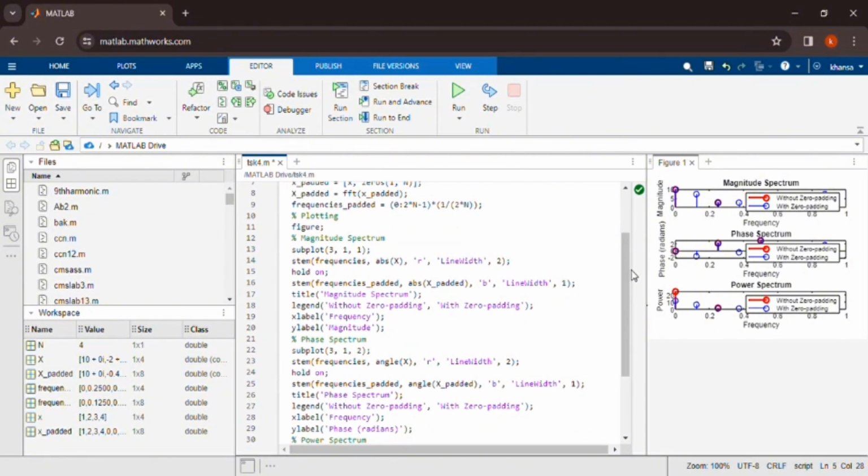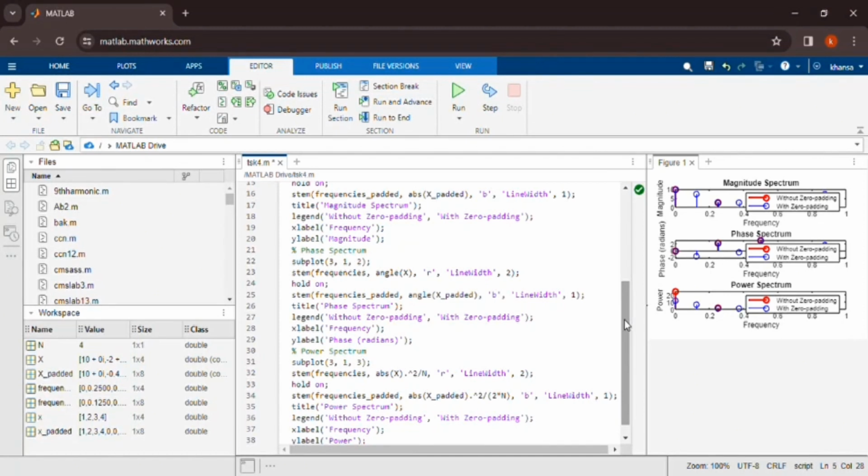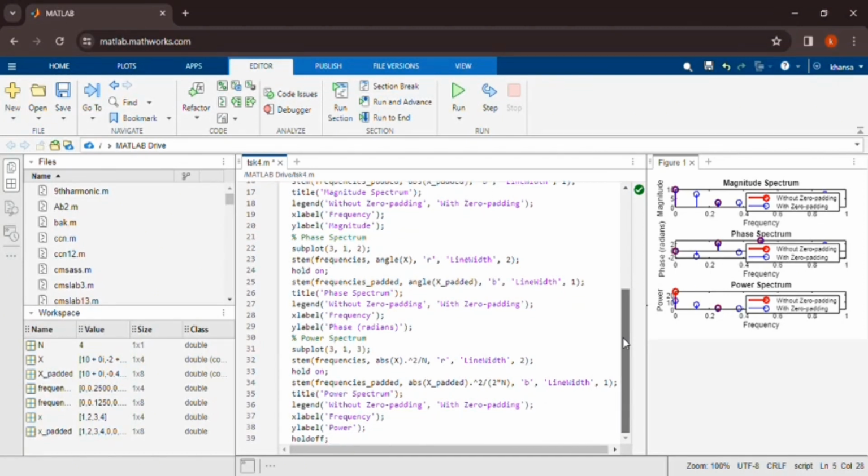As I have already told, for the magnitude spectrum we always have to use the abs command. Then we have to give the title, and what we have to show on the x-axis and what we have to show on the y-axis. On the x-axis we have frequency, on the y-axis we have magnitude, like that. Then again we have to use the phase spectrum, and for that I have used the angle command, and again I have given the title. And for the power spectrum I have used the formula, and in that formula we have to multiply.